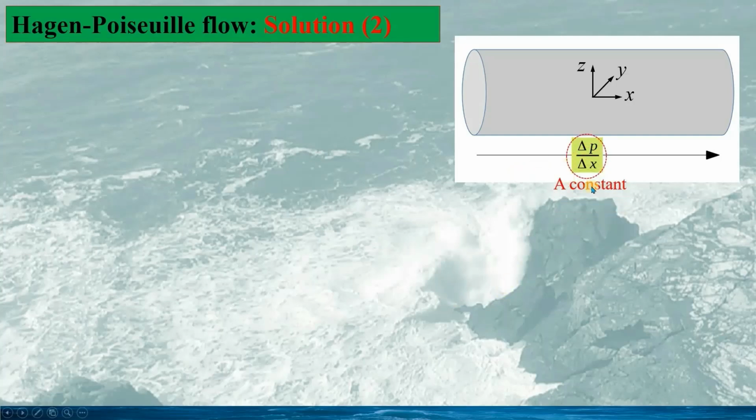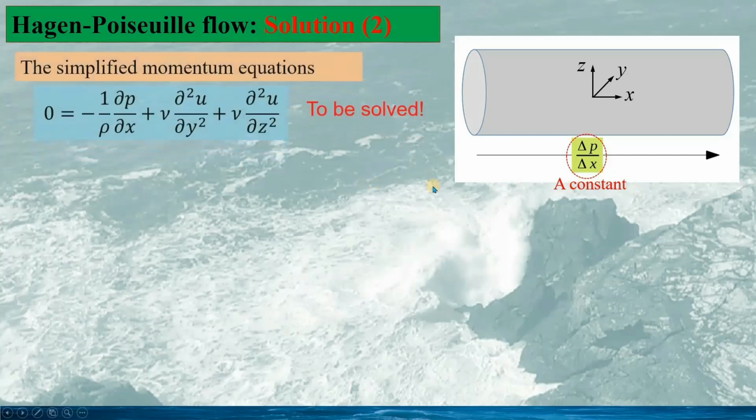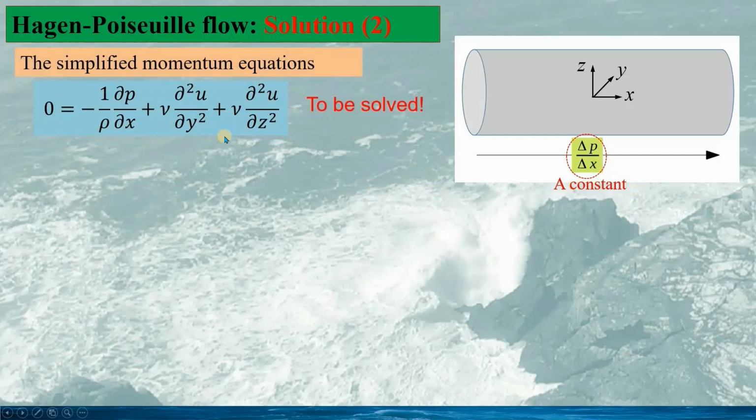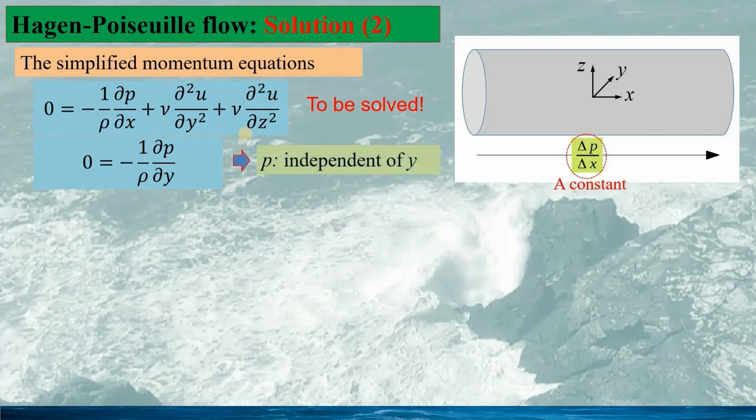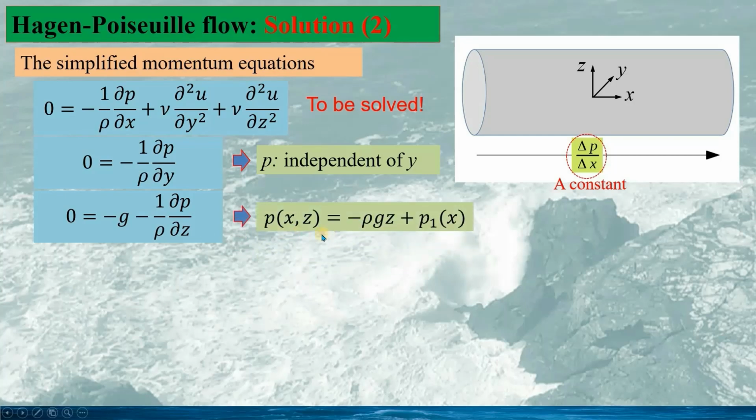For the Hagen-Poiseuille flow, the pressure gradient would be a constant. And we look at the simplified momentum equations. This one is the equation to be solved. And from this simplified momentum equation, we can see the fluid pressure is independent of y. And from this simplified momentum equation, we can solve the pressure, given as this.